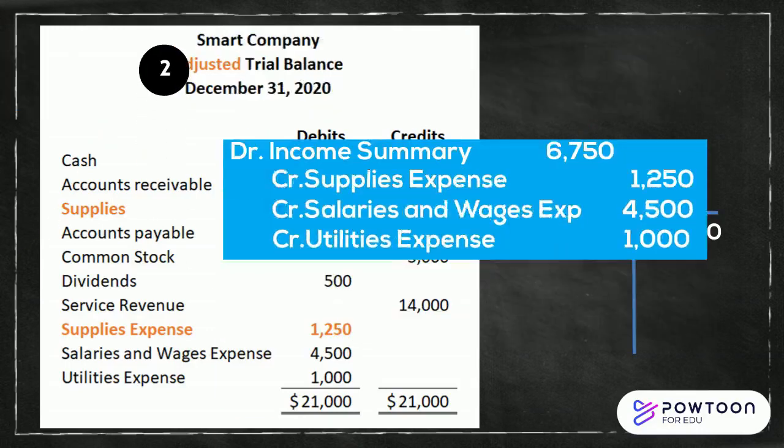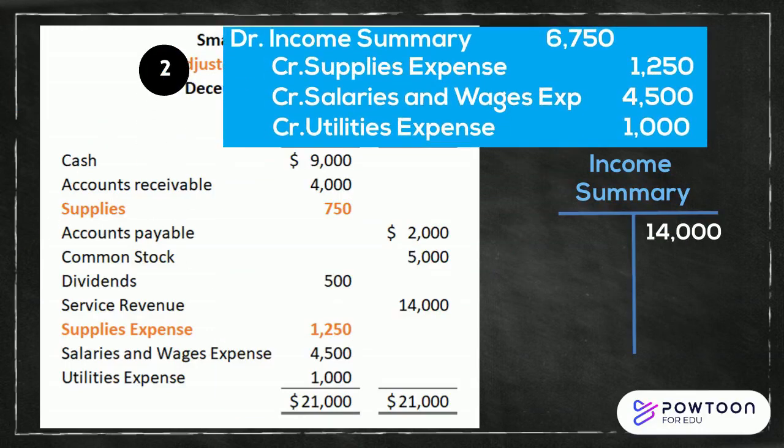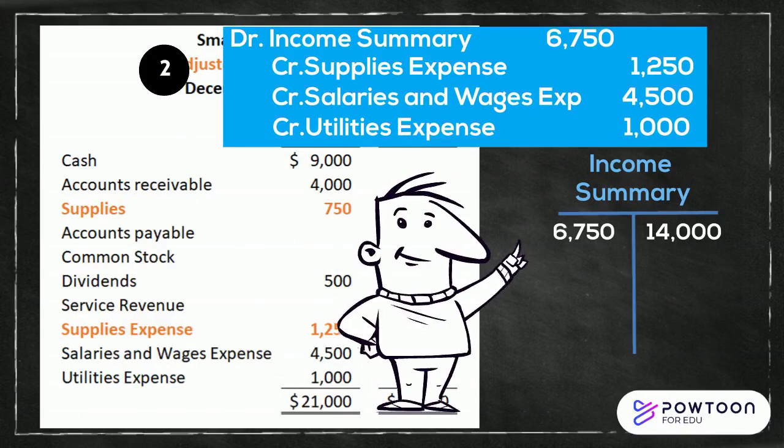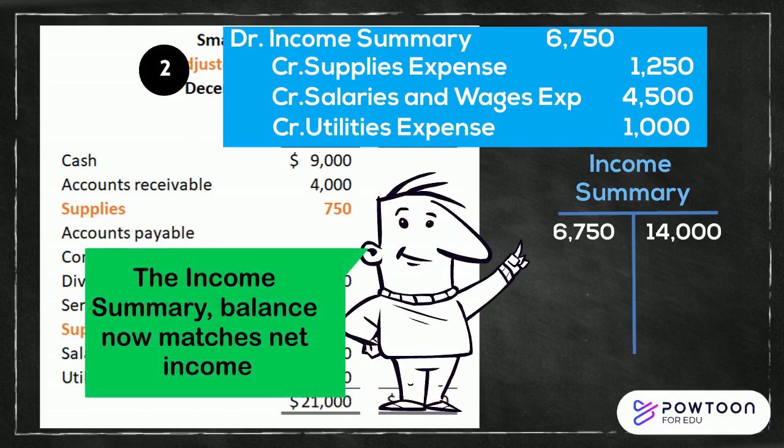The second entry is to remove all the expenses by crediting each expense account and debiting Income Summary for the total of the expenses. After this journal entry, the balance in Income Summary reflects the net income of the company.